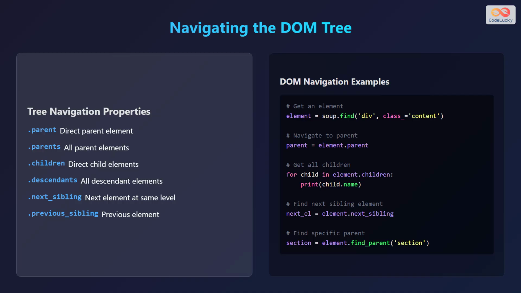To see this in action, get an element with element equals soup.find('div', class_ equals 'content'). Navigate to its parent using parent equals element.parent. Get all children with a loop: for child in element.children, print child.name. Find the next sibling element using next_element equals element.next_sibling. Finally, find a specific parent using section equals element.findParent('section').